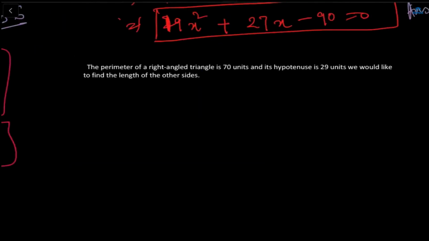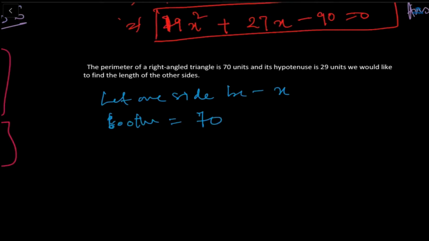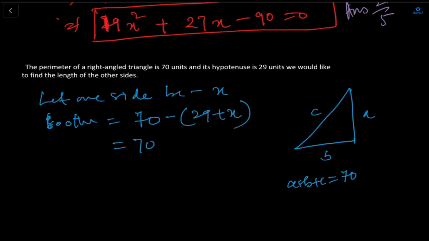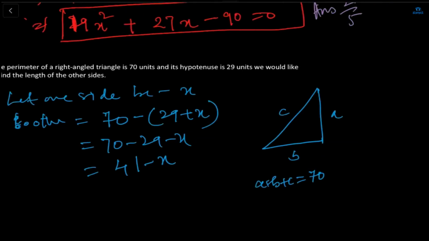Now, see here. Let one side be x. One of the sides you will take x. Therefore, the other side will be what? It's perimeter. So perimeter means the sum of all the three sides. If you say A, B, C, then A plus B plus C is equal to 70. So the other side will be 70 minus 29 minus x. It will be 41 minus x. So this is your other side. One of the sides is already given to you, that is hypotenuse is 29 units. You can assume the other as x units, and this will become 41 minus x units.